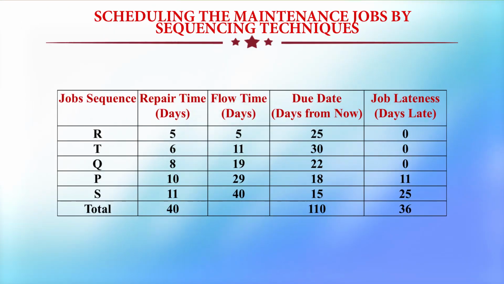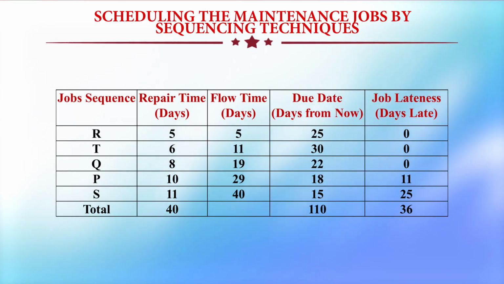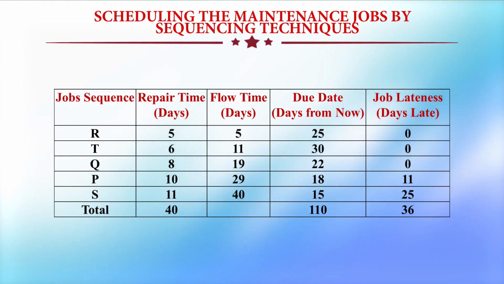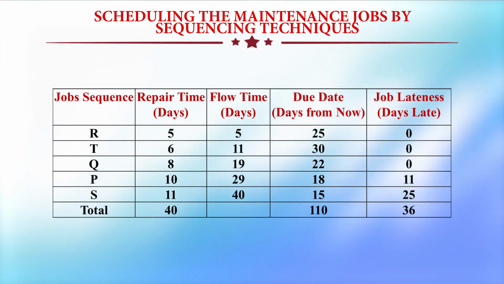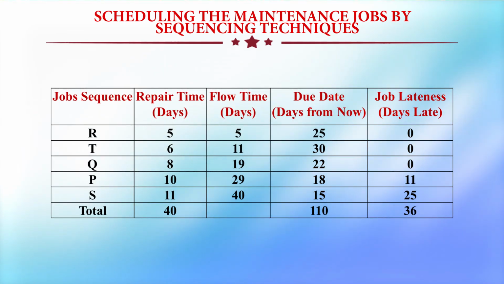Now you can find out job sequencing because it is on the shortest processing time. We are not keeping it as PQRST. Here R is having 5, that is the minimum, 5 days repair time. So that's why the shortest processing time job will be repaired first. So in that sequence we have arranged R, T, Q, P, S and then the repair times are given. Then flow time means how much time it takes. So that is the flow time, it is given.